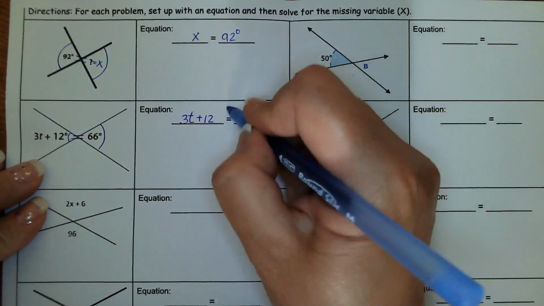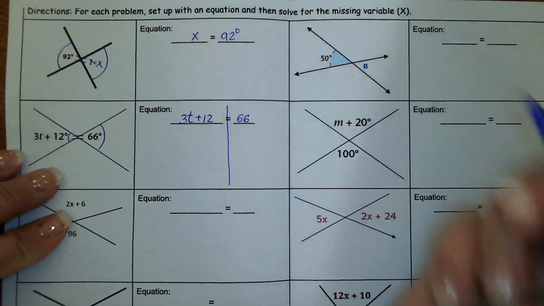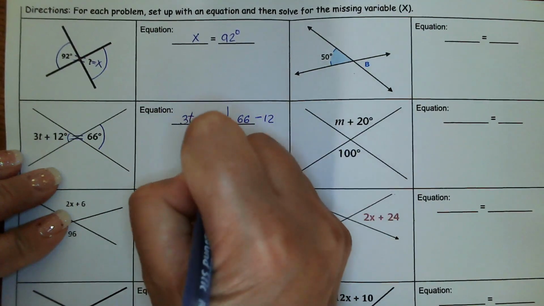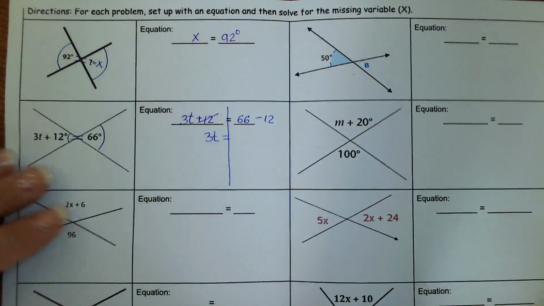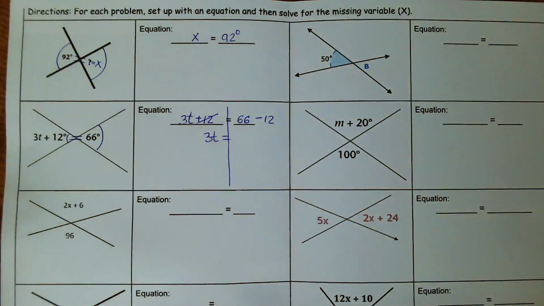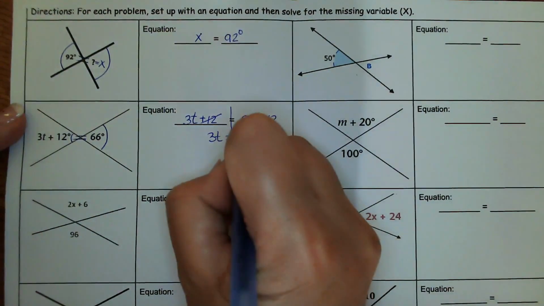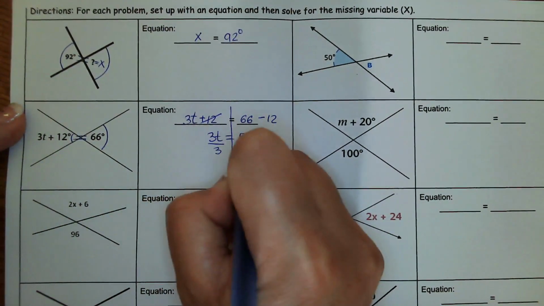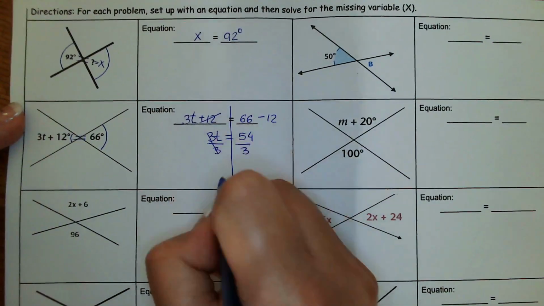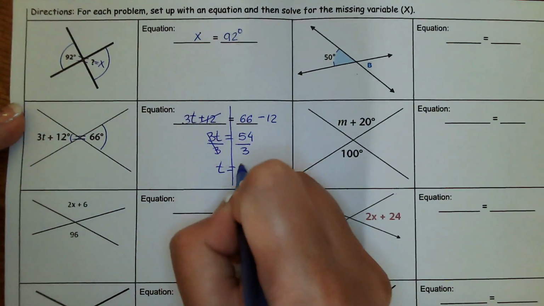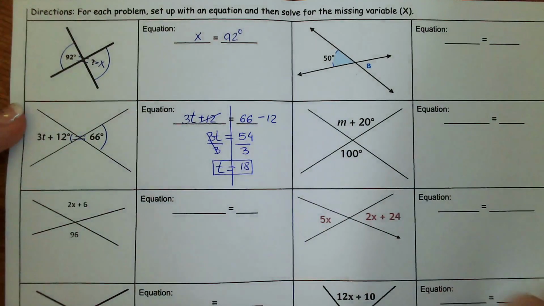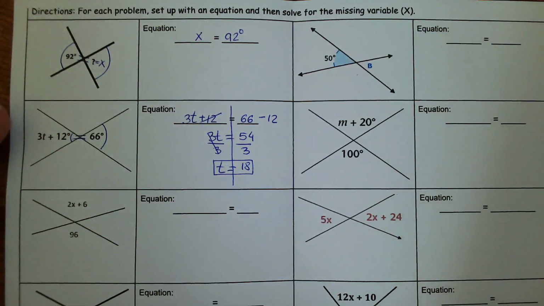Solving the equation, subtract the 12. 66, excuse me, minus 12, 54. Divide by 3, and we have the t value of 18. If the problem just asks solve for the variable, that would be t equals 18.